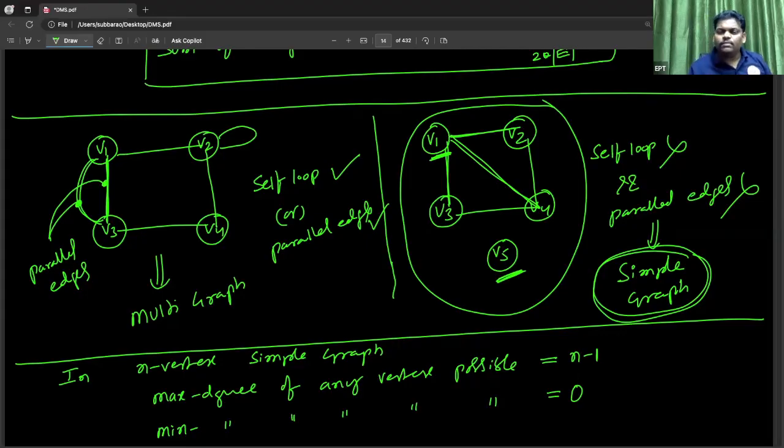Will you agree with this? Someone is saying maximum 1 and minimum 0. No, maximum is n minus 1. If at all 4 people, maximum possible is 3. Minimum is 0, because V5 may not be adjacent to anyone. Are you comfortable? Check, if small doubts are there.